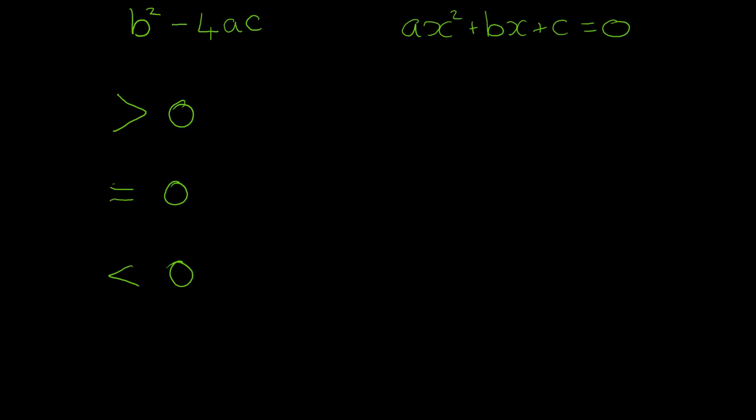Now the discriminant will help us to work out how many roots, which is a fancy way of saying how many solutions there are for a given quadratic equation. So if b squared minus 4ac is greater than 0, so it's positive, then we will know that we have two roots. Now to show you this sort of graphically, we know what a quadratic looks like.